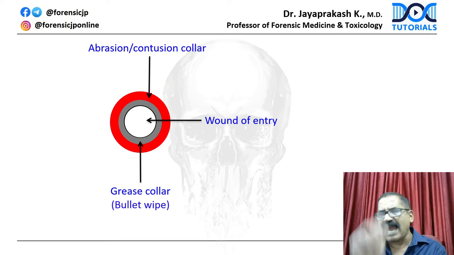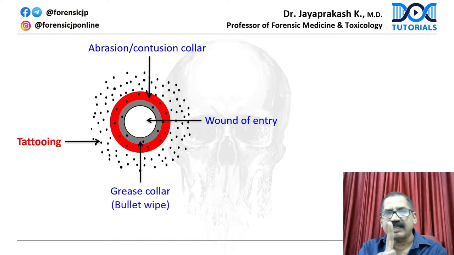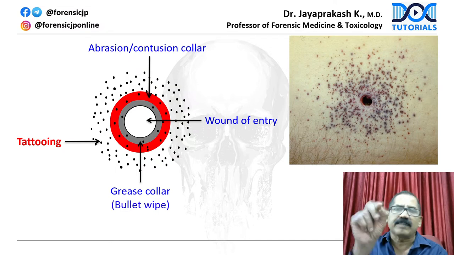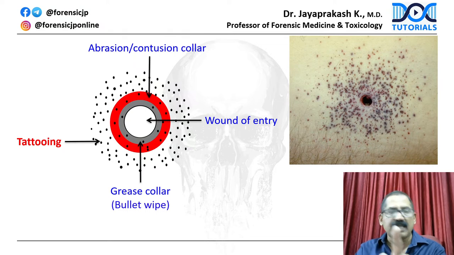Same picture, just like distant shot, but in addition to that, there will be tattooing. That is, what you see in intermediate shot, this is the actual picture. You can see the wound of entry with the abrasion collar. Grease collar is not always easy to identify. Many times there may not be grease only. With multiple tattooing.